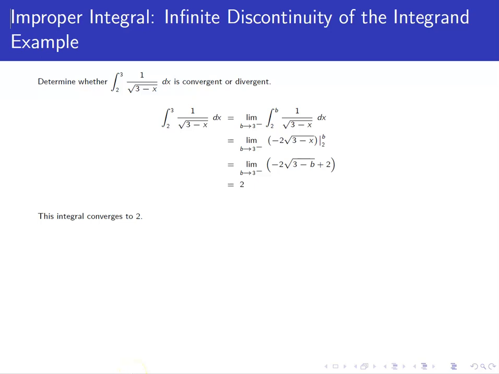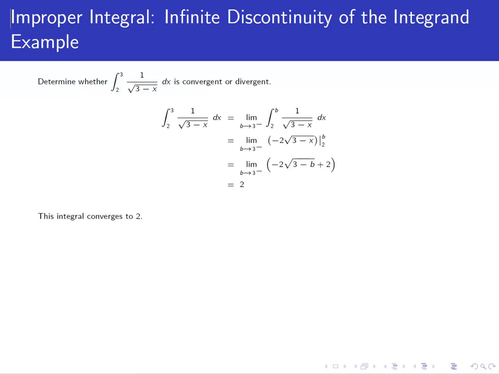In this video, we're going to look at an improper integral where we've got an infinite discontinuity in the integrand. So we're being asked to determine whether the integral from 2 to 3 of 1 over root 3 minus x converges or diverges. Notice that if we try to put 3 into the denominator, we're going to get a 0. So we notice that we have a vertical asymptote here at x equal to 3 for our integrand.